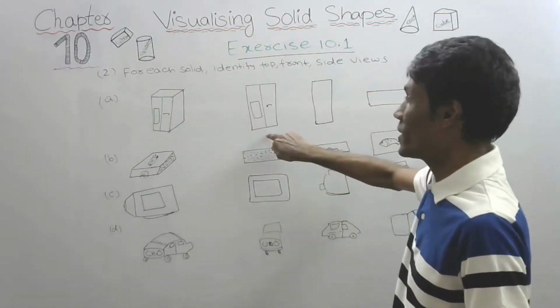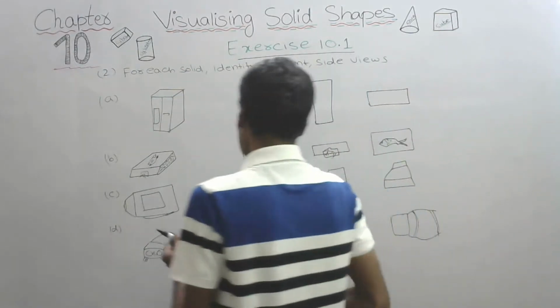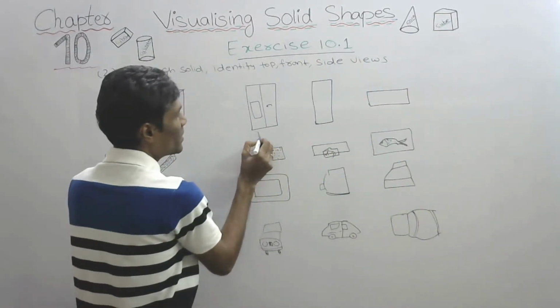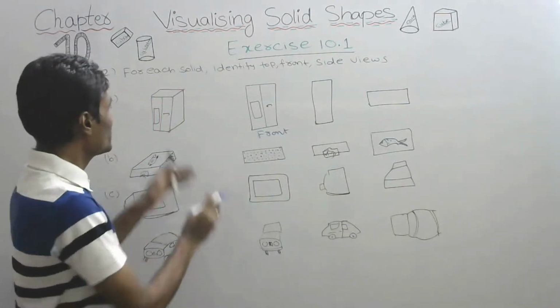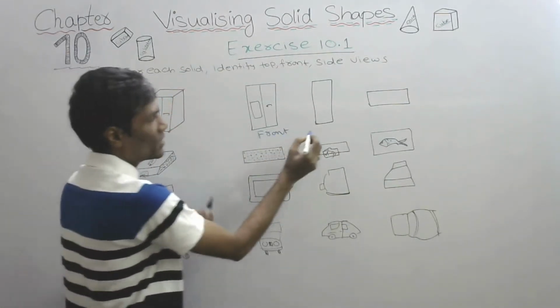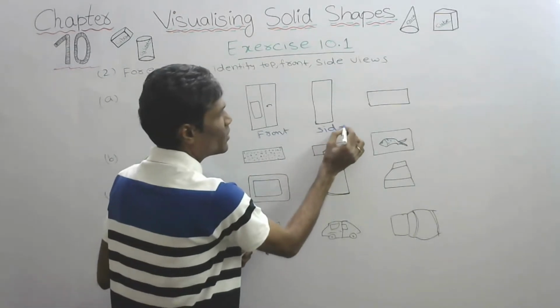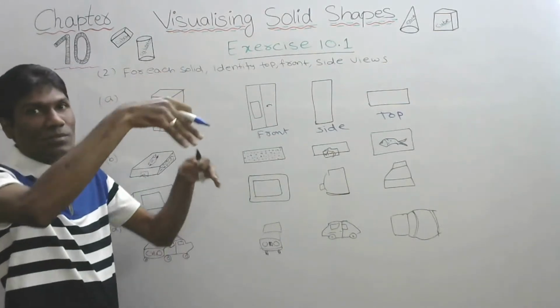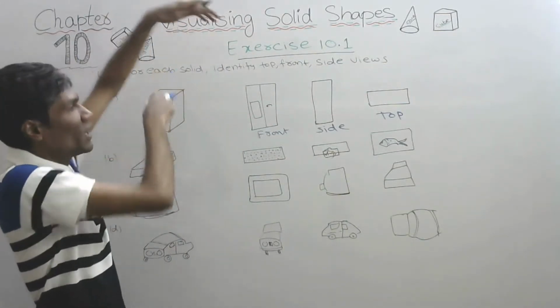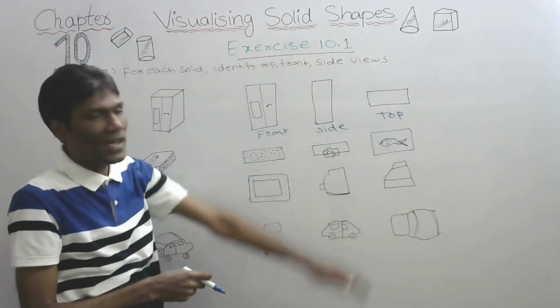For this, what is this view? This is front view. What about this one? This is from side we are seeing. So this is side view and this is top view. From top, only this part is visible. This is the top view. Like that we have to do.